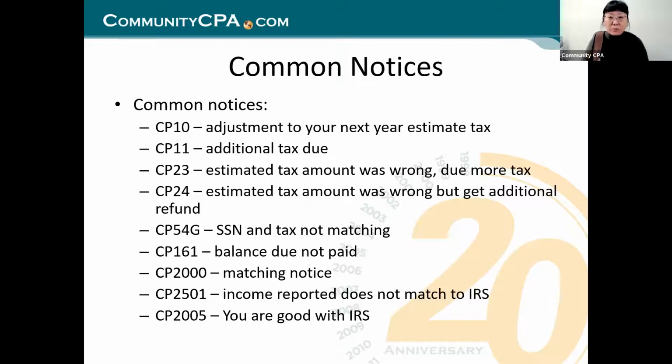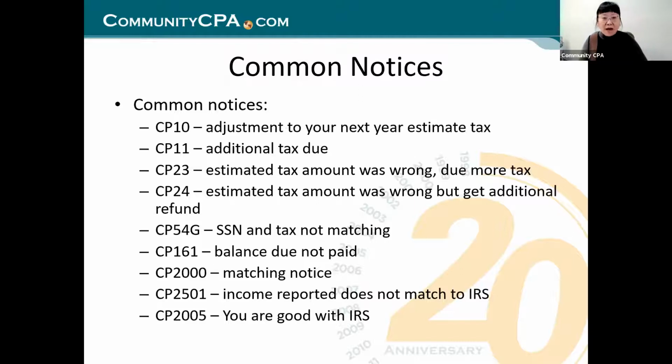But CP 24 is that you put in the wrong number, you put in 25,000. You didn't pay 20,000, so you get more money coming back. So 23 and 24 are kind of twins. You either owe or don't, but it's all caused by your estimated tax payment being wrong.